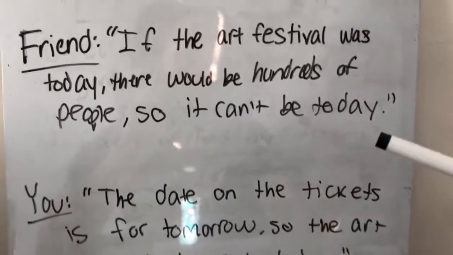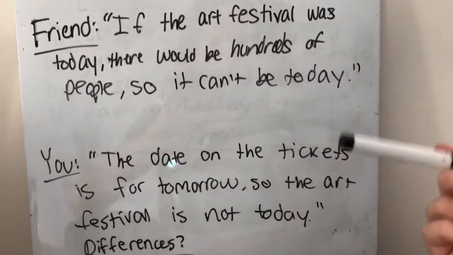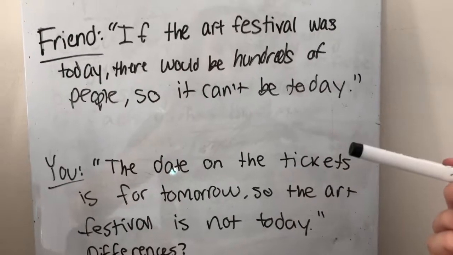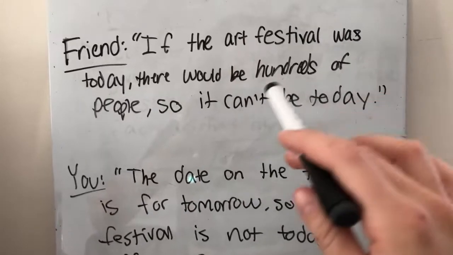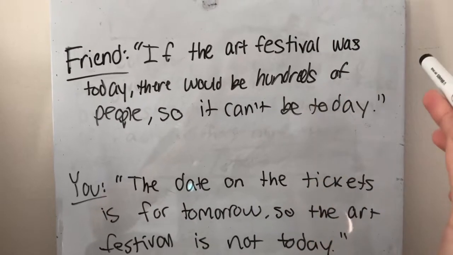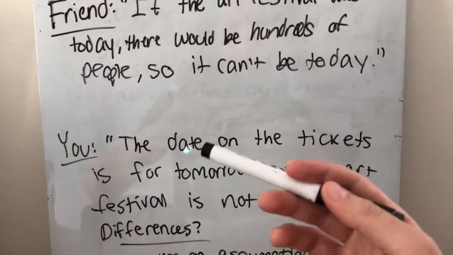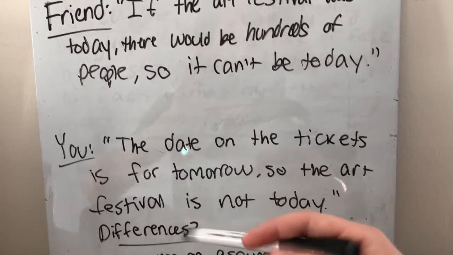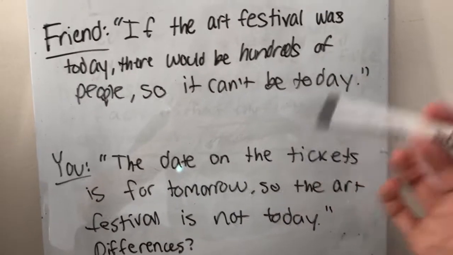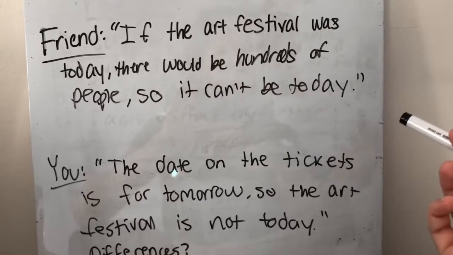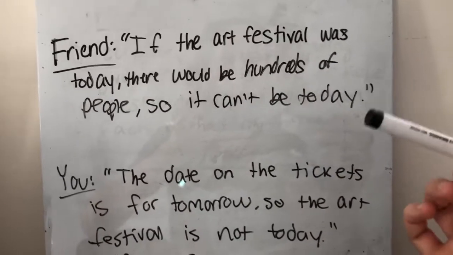So the similarities between these are, they're both correct. You both arrived at the same correct answer, that the art festival was not today, because it just depends on the type of technique you use. Your friend used an indirect proof by contradiction, and she arrived at the same correct conclusion, and you used a direct proof, and you also arrived at the same conclusion. And so both strategies can sometimes be used for the same proof, and other times one or the other is favorable or maybe the only option.